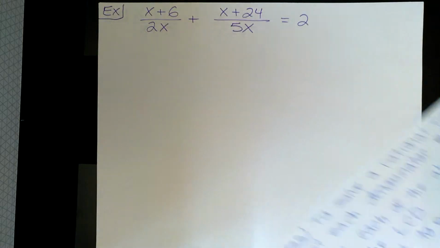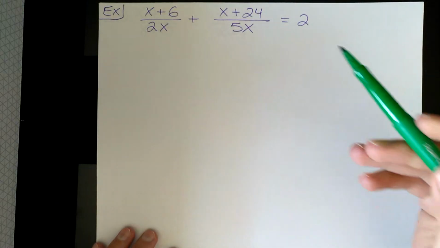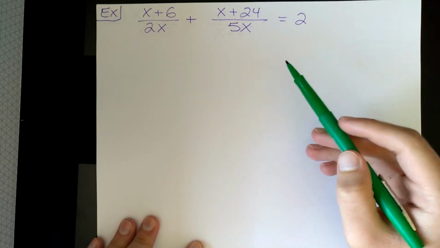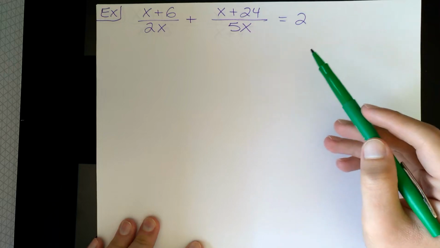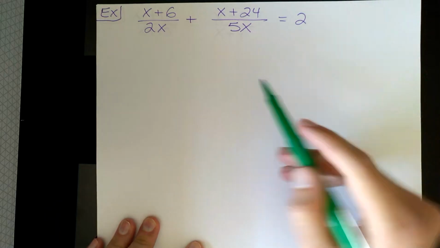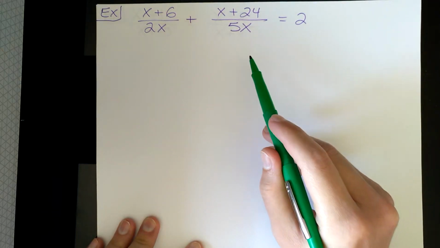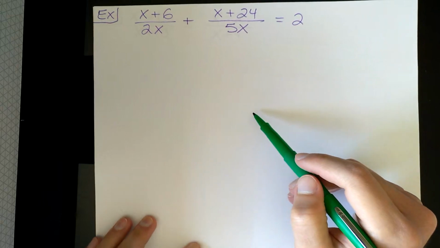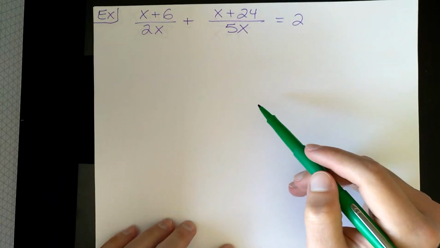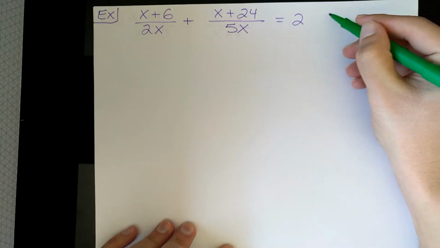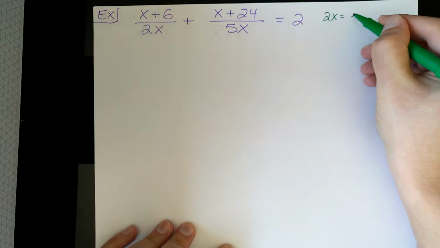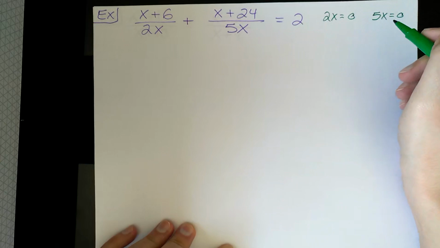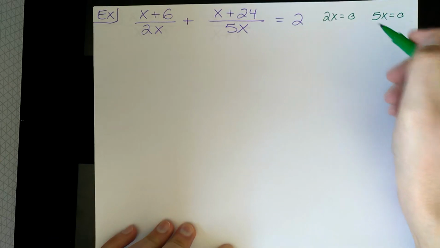Okay, so we're going to go through a few examples here. The first example, we have x plus 6 over 2x plus x plus 24 over 5x equals 2. The first thing we need to do here is set every denominator equal to 0 and solve. That'll give us all of the values that we need to reject if they match with our solutions at the end. So we're going to take 2x and set it equal to 0, and we're also going to take 5x and set it equal to 0 and solve for each of these.